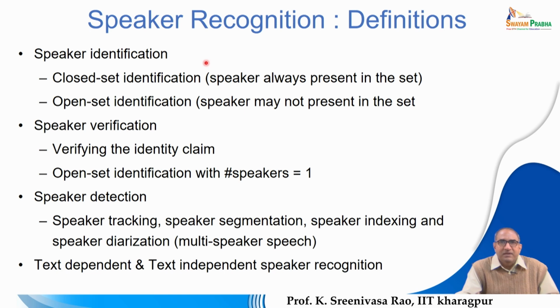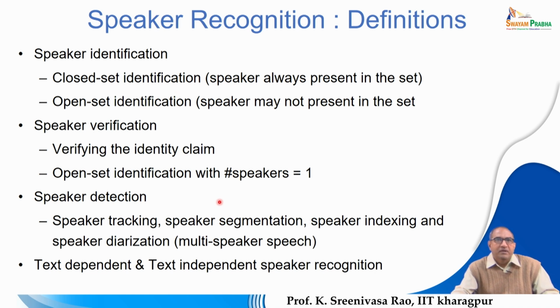And here are the definitions, as I mentioned. Speaker identification is nothing but identifying, from a closed set of speakers, who has spoken the utterance. In the open set, sometimes the speech utterance may not belong to the given closed set. In that case we need to validate and tell that the speech uttered by the speaker is not present in the group of speakers.